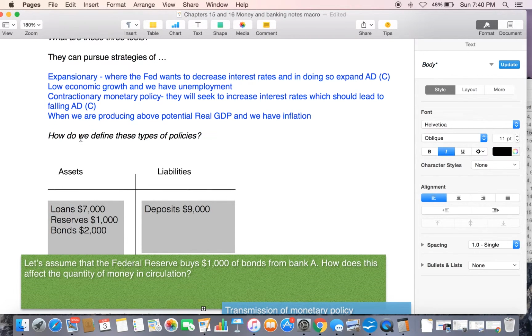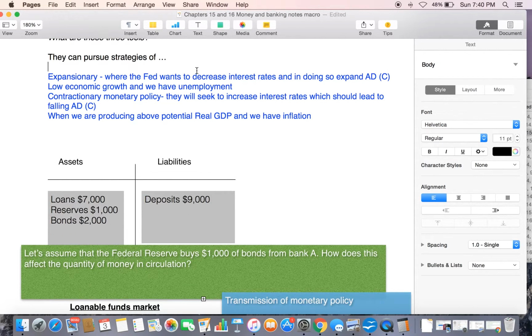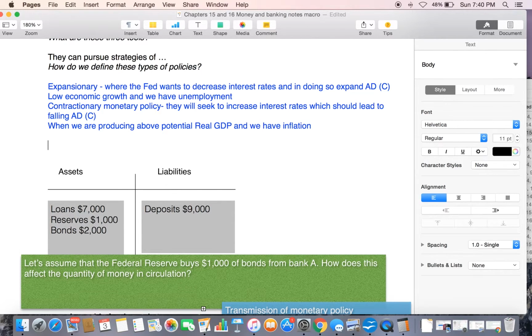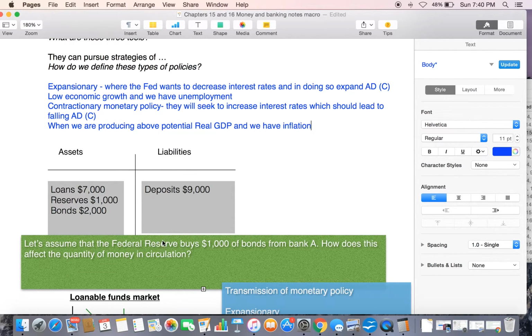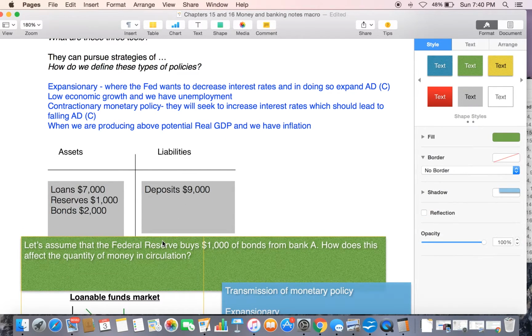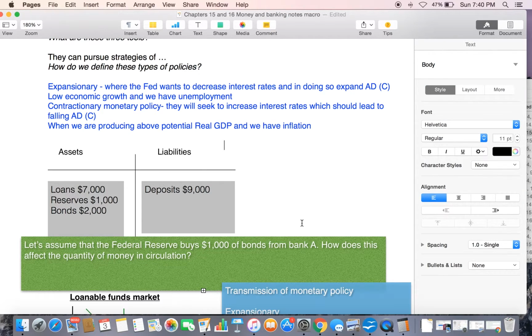So we've defined these different policies. Let's look at a balance sheet and take a look at how open market operations would work. So we'll go through the transmission of open market operations as it applies to expansionary or contractionary monetary policy.